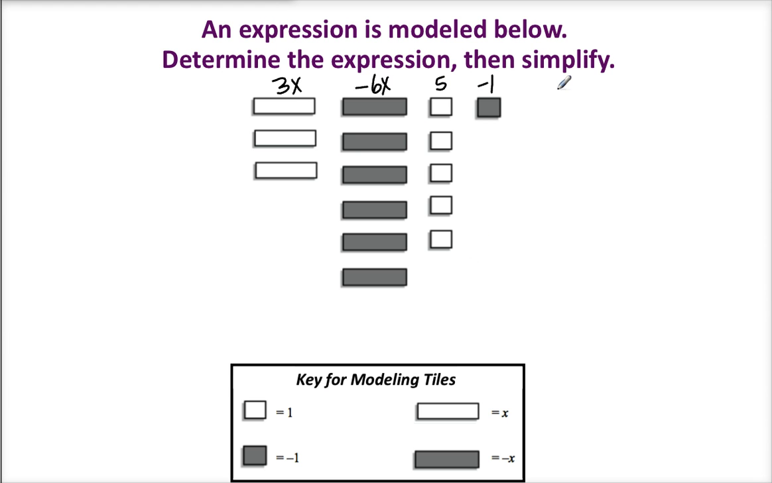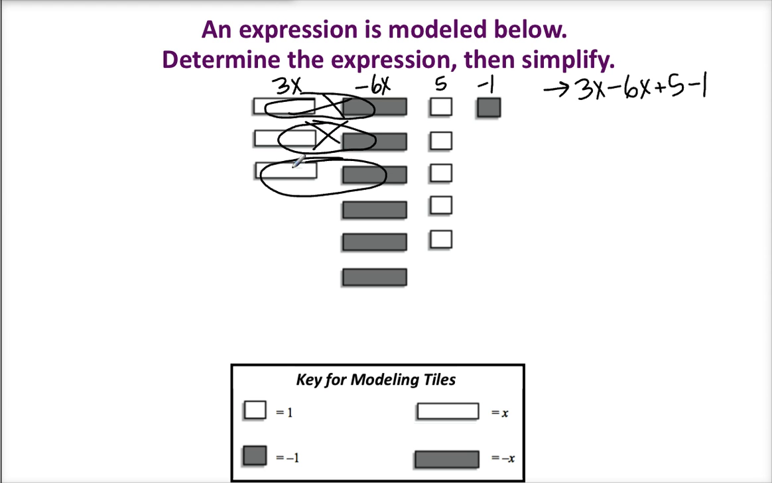So my expression would be 3x minus 6x with a positive 5 and a negative 1. So this is my expression. Now let's simplify it by finding 0 pairs with our tiles. So I'll do this kind of quick. There's a 0 pair, there's a 0 pair, there's a 0 pair, and there's just 1 with our 1 tiles.